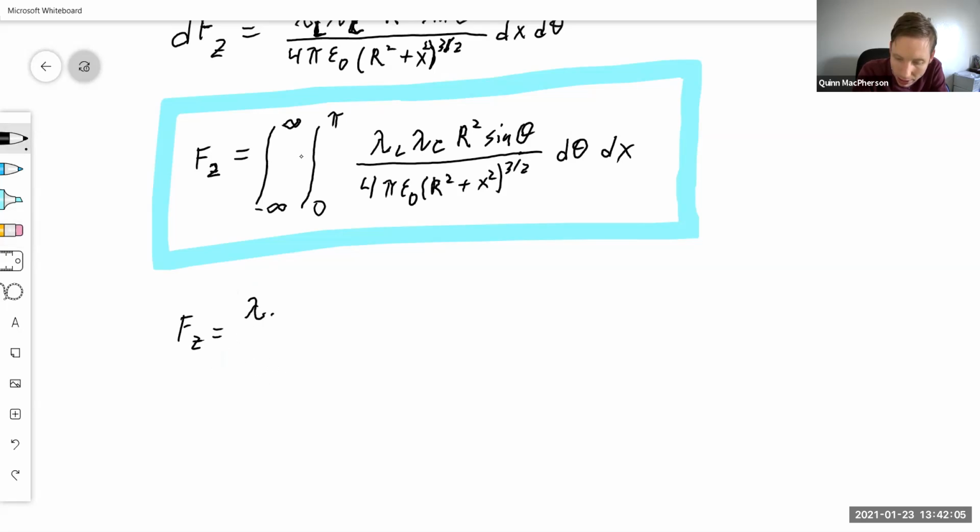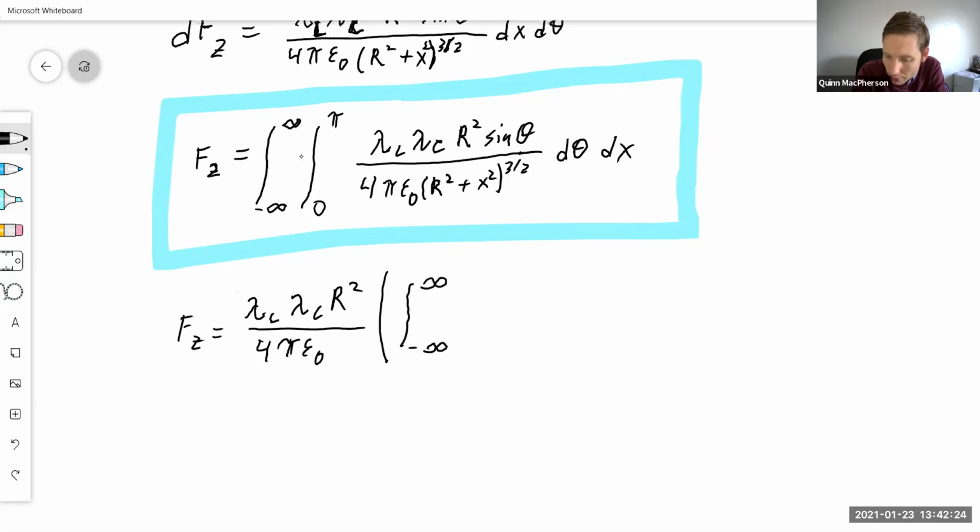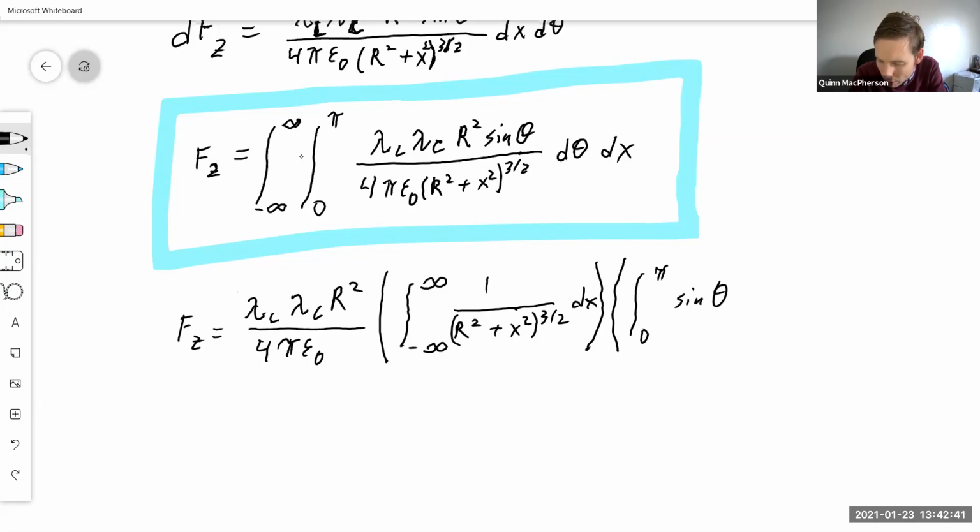So lambda L lambda C r squared over 4 pi epsilon naught. And then I'm going to write one of the integrals. So integral from minus infinity to infinity of 1 over r squared plus x squared to 3 halves dx. And then I'm going to write the other integral, 0 to pi sine theta d theta.